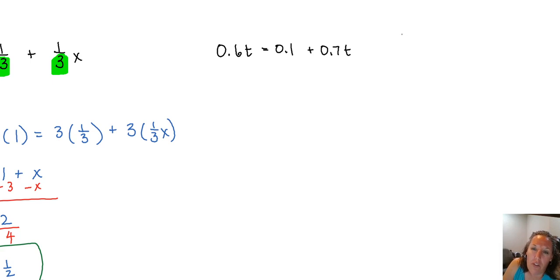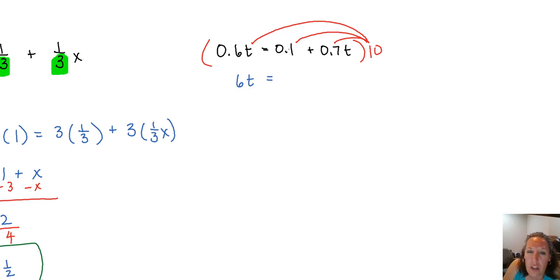All of our coefficients are in the tenths place, so we are going to multiply everything here by 10. We're going to distribute that to every term. Remember, terms are separated by a plus, minus, or equal sign. On the left-hand side, we only have one term. 0.6t times 10 is 6t. On the right-hand side, 0.1 times 10 is going to move that decimal over one place, and we'll get 1. And then 0.7t times 10 is 7t.